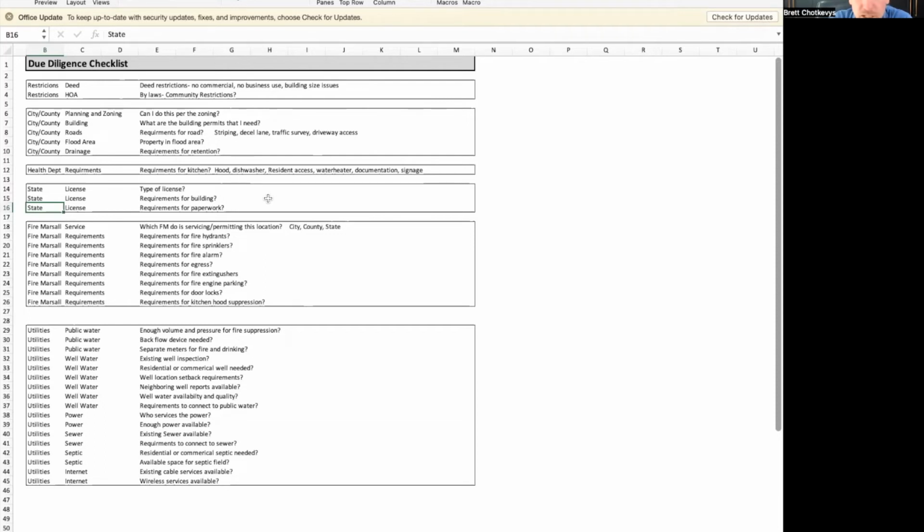You're going to go through and apply for a license. They're going to need specific paperwork on the building, but they're also going to need specific paperwork for your operations, and what are your policies and procedures and things like that.